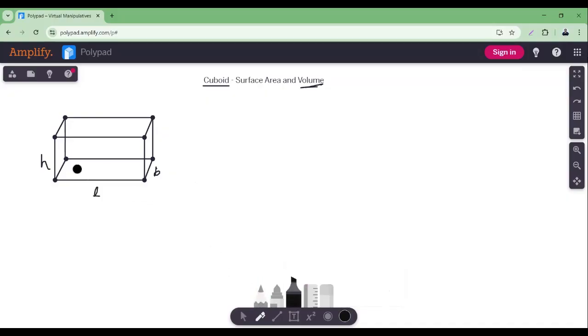Let's talk about the bottom one. This rectangle's area will be length into breadth. We know the area of a rectangle is one side multiplied by another side. But we have a similar thing on the top also, so there is another L into B. That is done.